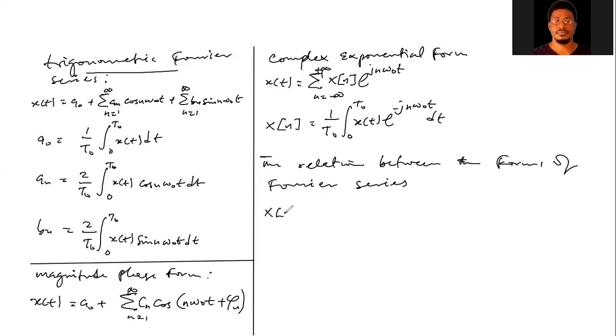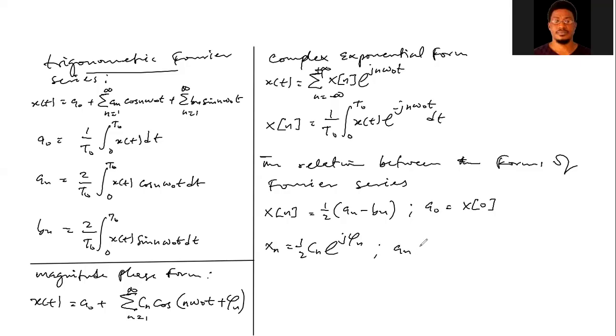Such that S of n is the same as 1/2 (a n minus j b n). So if I want to evaluate S of n, then I take 1/2 of a n minus j b n, and we are there, such that a naught is the same as S of naught, okay? And then S of n will be the same as 1/2 C n, with respect to the magnitude phase form, e to the j phi n, okay?